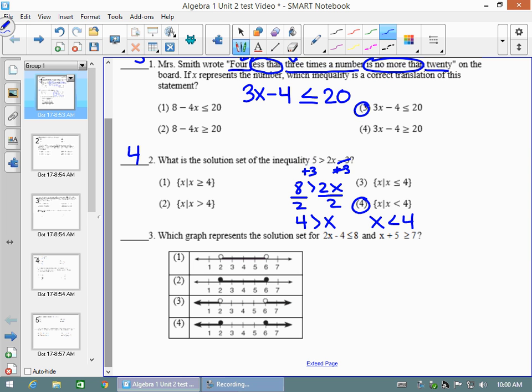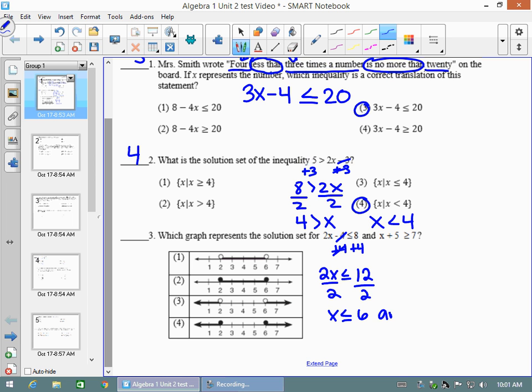Number 3, which graph represents the solution set for 2x minus 4 is less than or equal to 8 and x plus 5 is greater than or equal to 7? So I'm going to solve each separately to start. So I cross out the 4 by adding it over. I have 2x is less than or equal to 8 plus 4, which is 12. Divide by 2. I get x is less than or equal to 6.